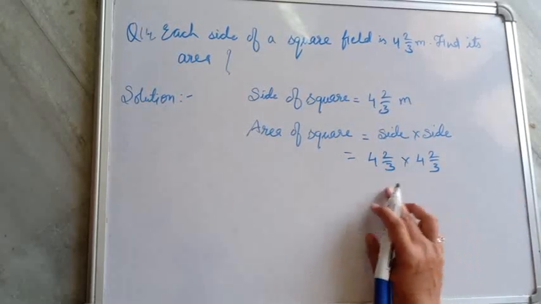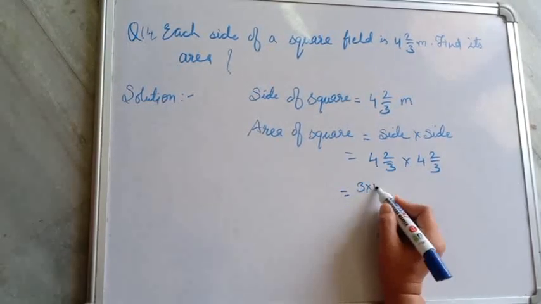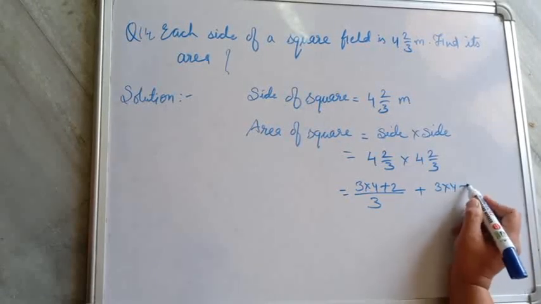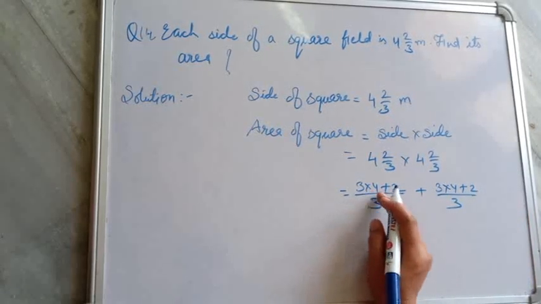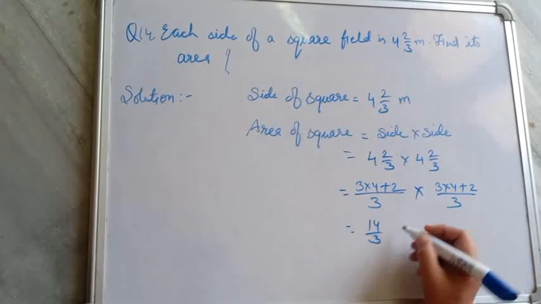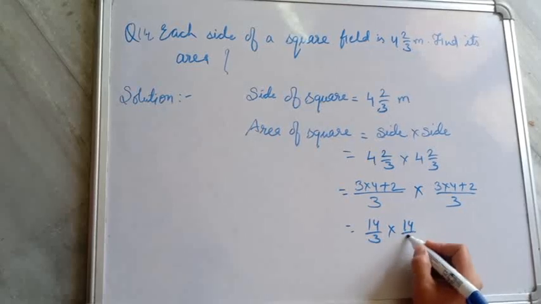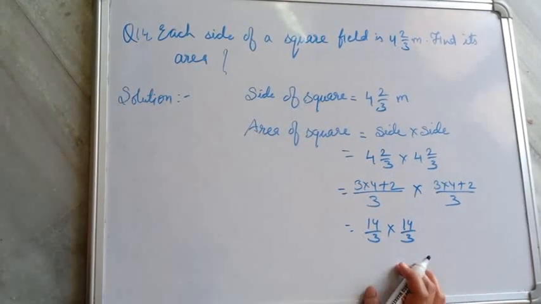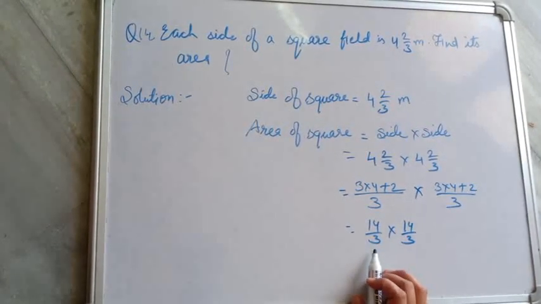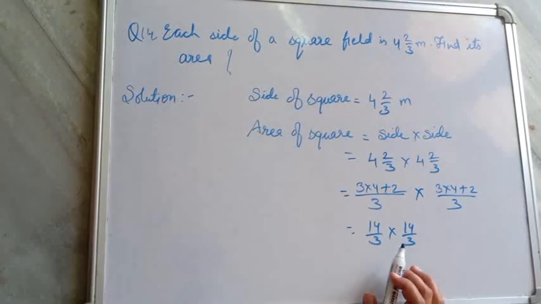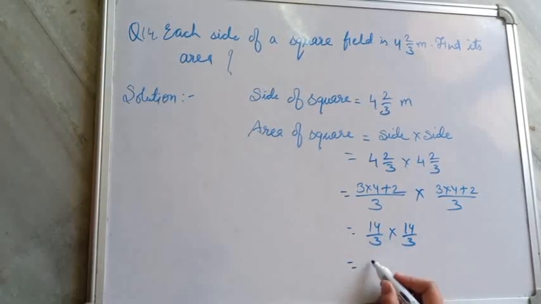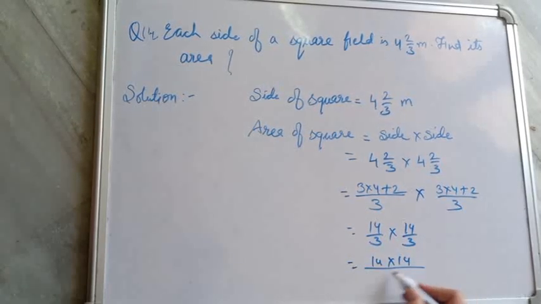Both are in mixed fraction. Convert them into improper fraction. 3 into 4 plus 2 by 3. 3 into 4 plus 2 by 3. 4 threes are 12. 12 plus 2, 14. 14 by 3. Multiply 14 by 3. They cannot be cancelled because numerator is even number and denominator is odd number, so they cannot be cancelled. Now what we have to do, we have to just multiply them. 14 into 14 and 3 into 3.